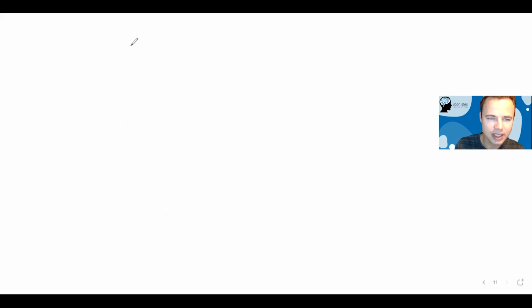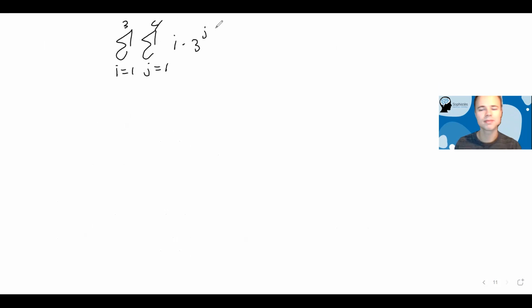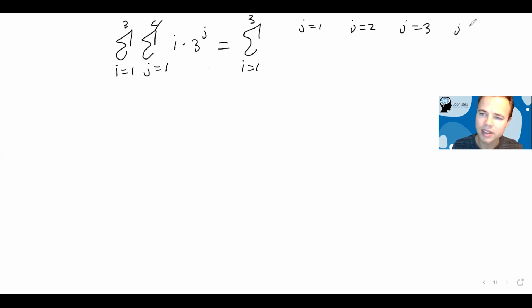If you have, for example, the summation, i is 1 all the way up to 3, and then j is 1 all the way up to 4, and then i times 3 with the power of j. What you will do is first solve the summation on the right. So we can just copy the left summation. And then we first get rid of the summation on the right. So the summation on the right will go from j is 1, j is 2, j is 3, j is 4, right? And since we have a summation, you will get pluses in between.